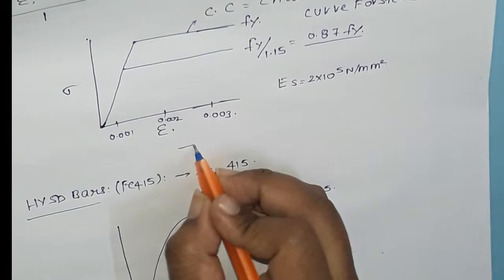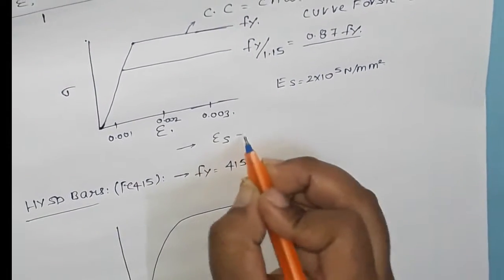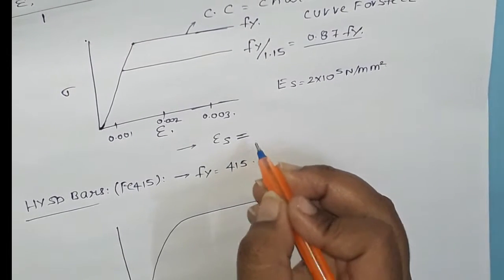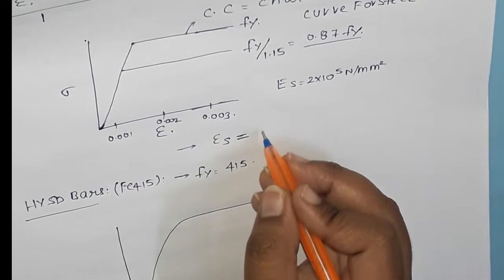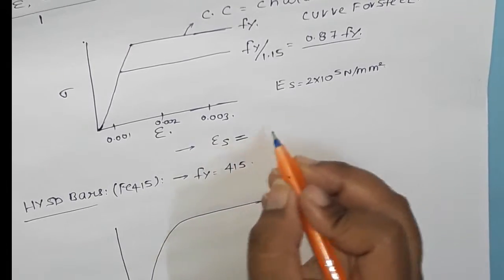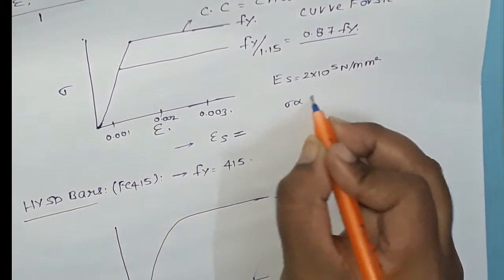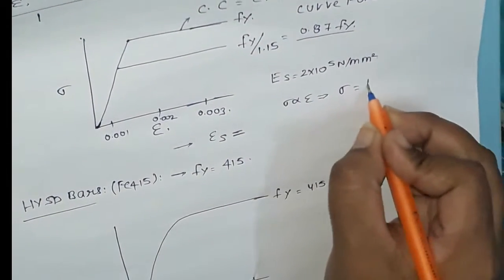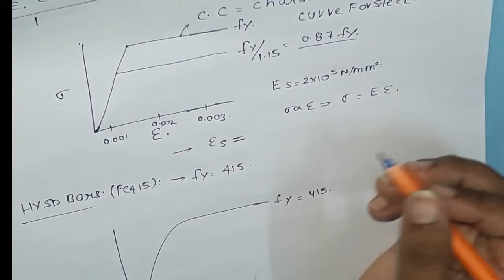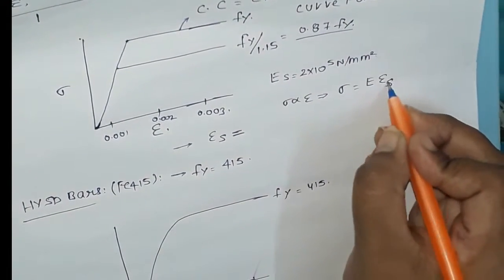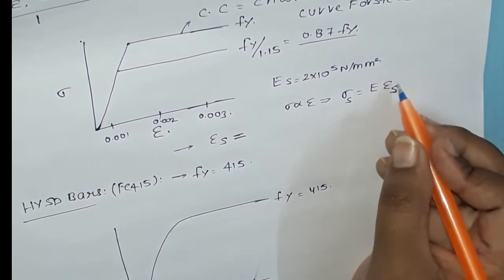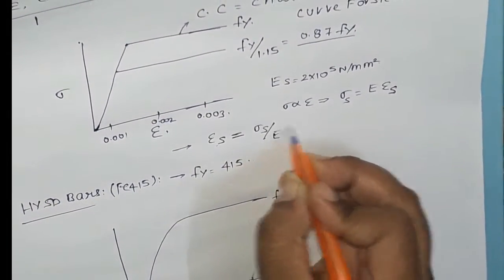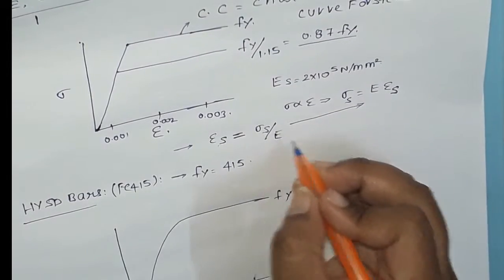So our ultimate aim is to calculate the strain in steel. Here, according to Hooke's law, stress is proportional to strain. So this proportionality constant we are going to replace with E. So obviously I have to know the strain in steel. Strain in steel is nothing but sigma S by capital E. So I have written the value as sigma S by E.